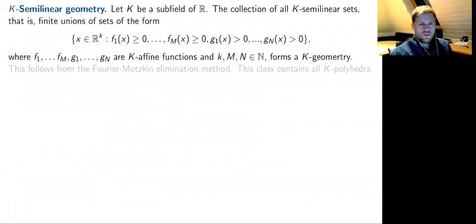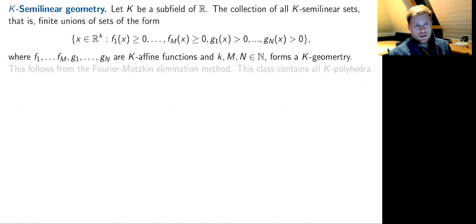So we should give the standard examples of the kind of geometries we're thinking about, the simplest ones. The first example I want to give you is K semi-linear geometry. In this case, you take K to be a subfield of R again, and the K semi-linear sets are the sets that are finite unions of this form, where the f_i are K-affine functions and the g_i are K-affine functions. And the statement of this example is that this forms a K geometry.